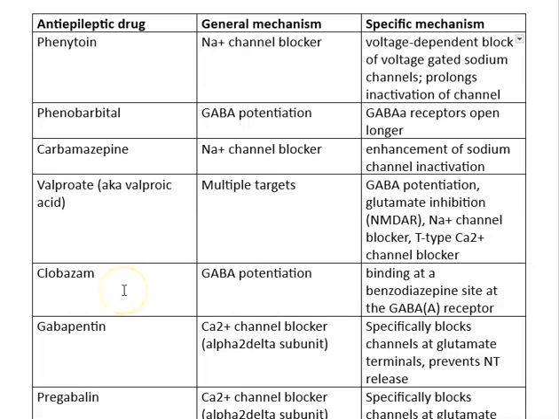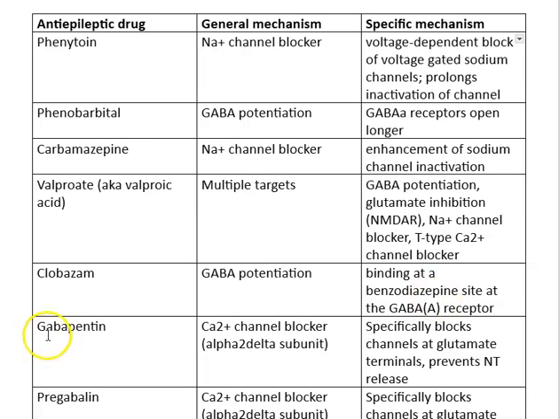All right, clobazam is a GABA potentiator, so again, increasing the inhibition. It binds at the same site as benzodiazepines in the GABA A receptor and keeps them open longer.